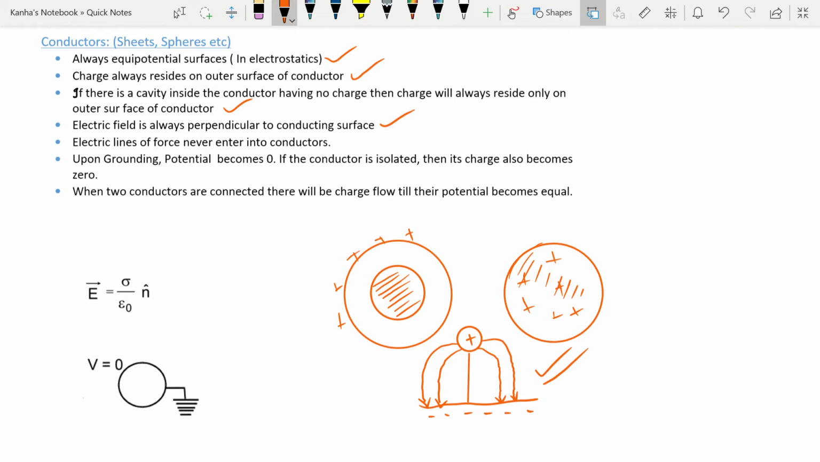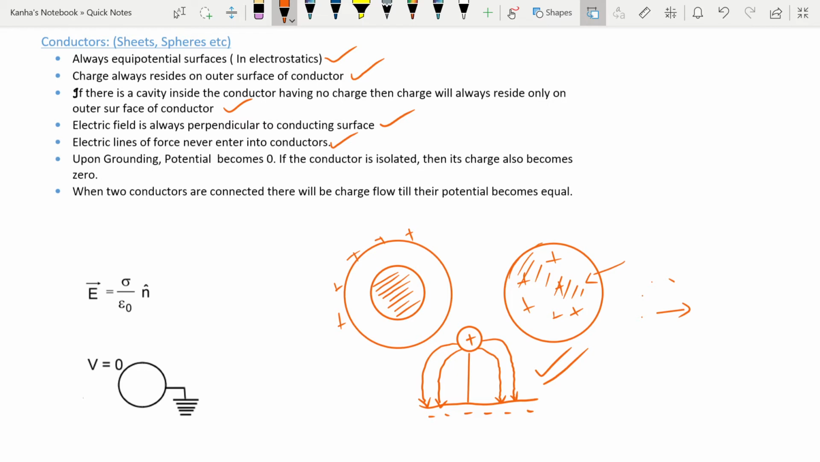Okay. Next, you should notice the electrical lines of force will never enter the conductor, because these are all the things in the electrostatic condition. Electrostatic means charges are not moving. So if electrical fields start to enter the conductor, electrical charges will start to move around because of the force. So that is not possible in the electrostatic condition.